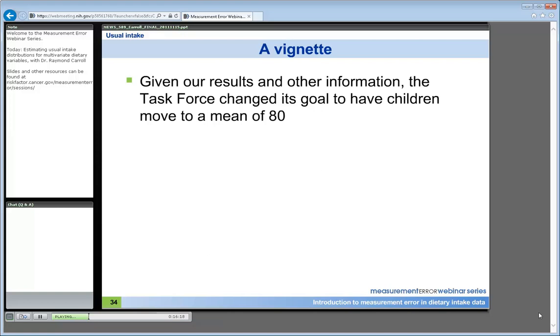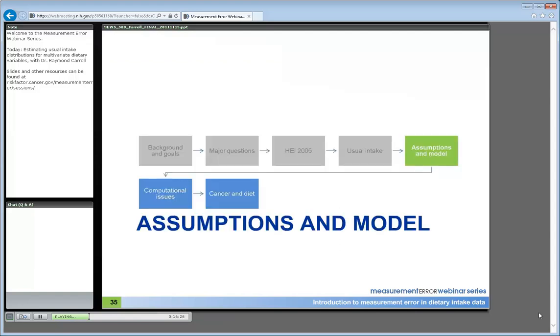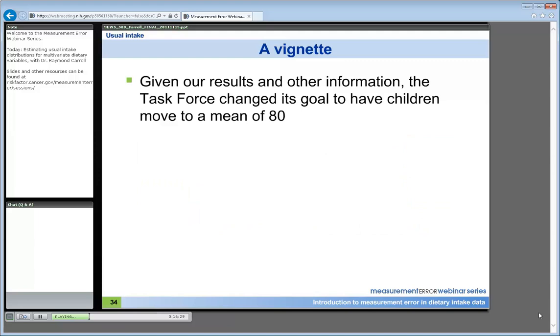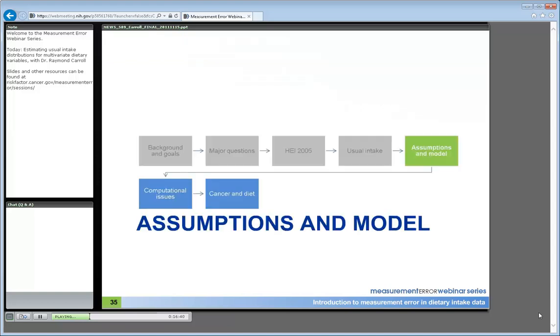When they heard about our results and got other information, the task force changed its goal to have children move to a mean of 80. That's still ambitious because we estimate that the mean is a little bit more than 53. So meeting this goal is ambitious, and hopefully it can be done in the near future. Okay, so those are the results. The basic point is that using a single 24-hour recall can result in very large biases when you're looking at the distributions of intakes and HEI total scores.